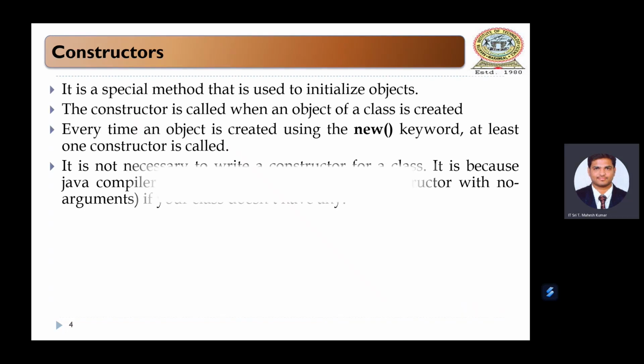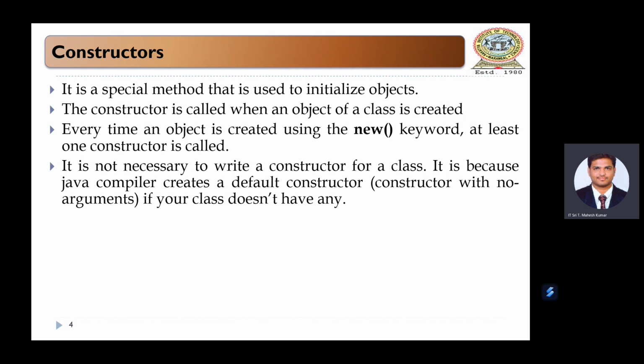First of all, what do you mean by a constructor? A constructor is a special method which is used to initialize objects, and which is used to initialize some values to the instance variables. The constructor is called when an object of a class is created. No need to call it separately. Once you create an object, the Java compiler will automatically call the constructors in a class. Every time an object is created by using the new keyword, at least one constructor should be called.